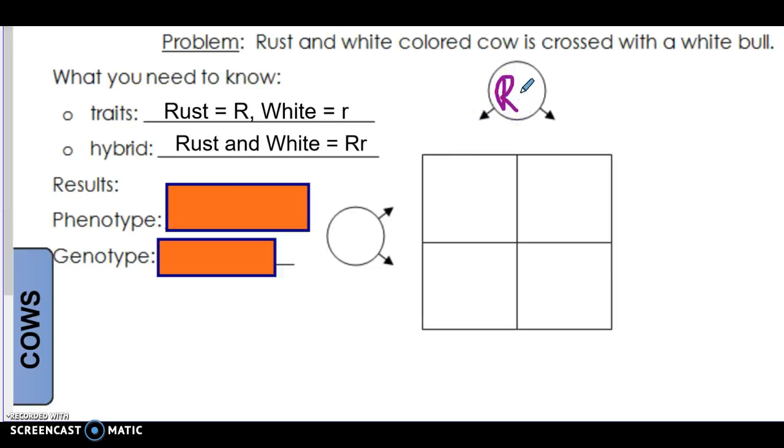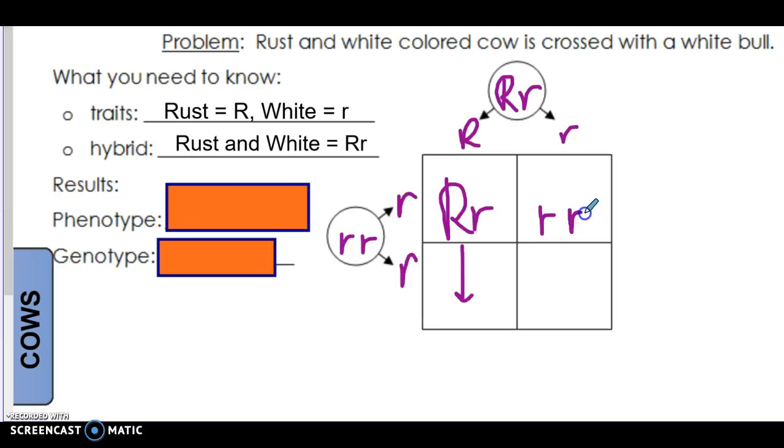Okay, so to set up your genetics problem, you're going to have the big R, little r for the rust and white. And then over here, you're going to have little r, and that's for your white bull. All right, so again, just like any other genetics problem that you guys have done, we have big R, little r here, and it's the same down here, and then over here we have little r showing up, and again, it's the same down here.